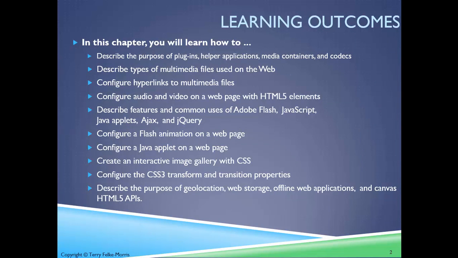We want to describe the purpose of plugins, helper applications, media containers, and codecs, describe types of multimedia files used on the web, configure hyperlinks to multimedia files, configure audio and video on a web page with HTML5 elements, describe features and common uses of Adobe Flash, JavaScript, Java applets, Ajax, and jQuery, configure a Flash animation on a web page, configure a Java applet on a web page, create an interactive image gallery with CSS, configure the CSS transform and transition properties, and finally describe the purpose of geolocation, web storage, offline web applications, and Canvas HTML5 APIs.